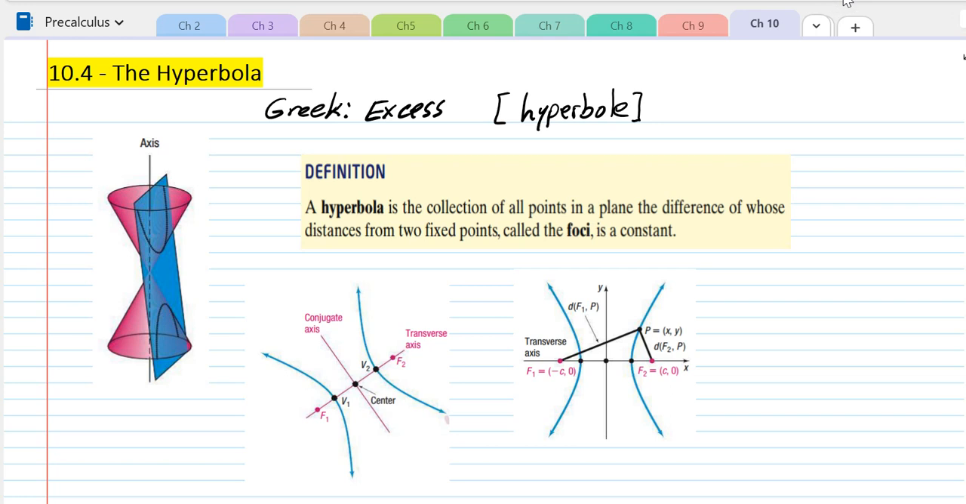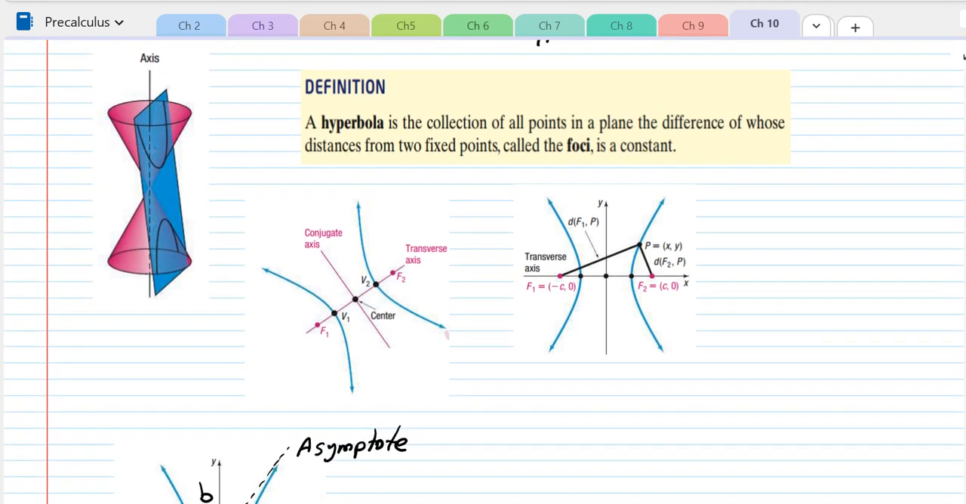Okay, everyone, let's finish this work with a discussion on hyperbolas. Now, again, the literal meaning in Greek is excess, and probably in the English language we also hear the word hyperbole, which means talking excessively about something. So that would be a hyperbole. So hyperbola means excess, but again, it has no bearing on the graph of this.